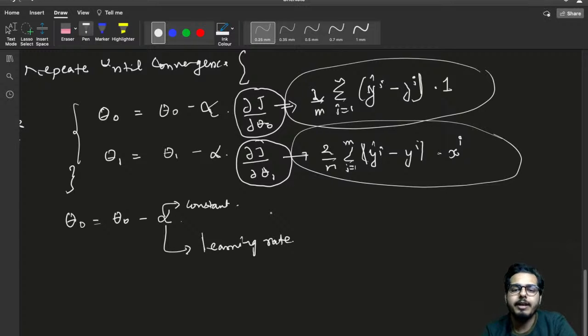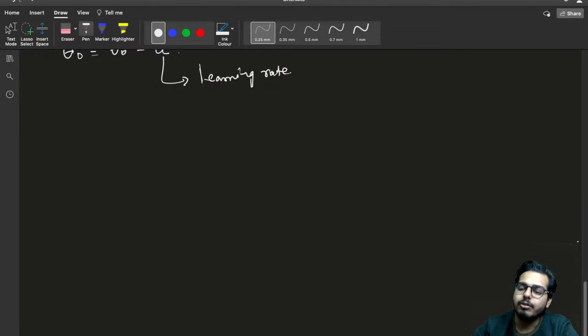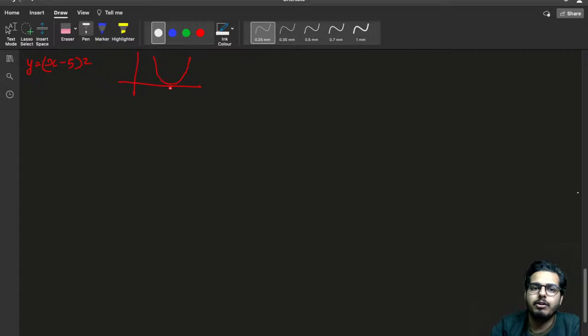So maybe we can just look at an example and how this learning rate or how this whole updation equation actually works. So let's talk about a very basic example, which is y is equal to (x minus 5) whole square, right? So this is the loss function. This is how the loss function looks like. Now you need to actually find the value of x as 5, right? This is the optimum value.